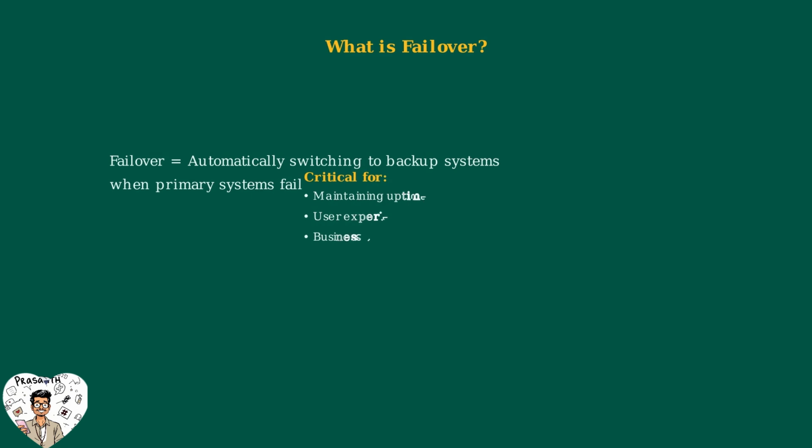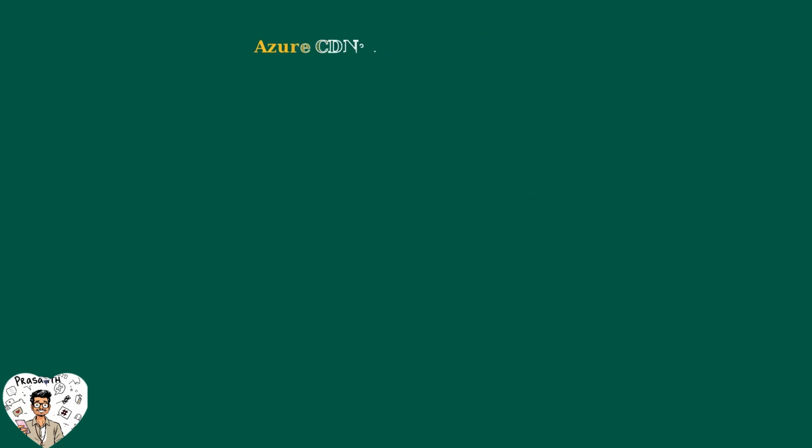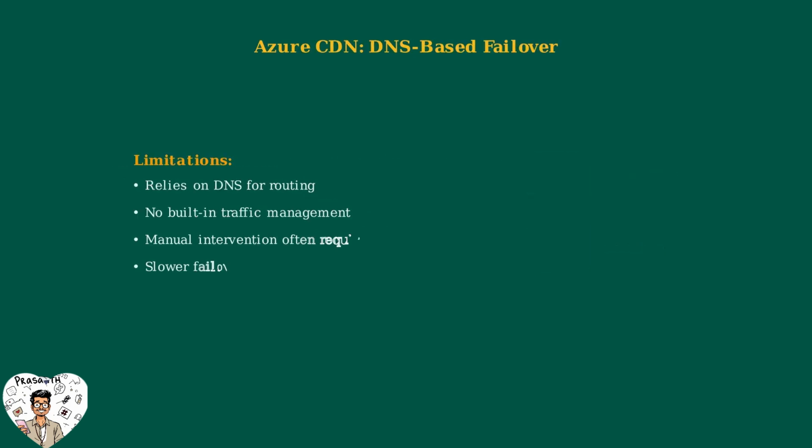Failover is the process of automatically switching to backup systems when primary systems fail. This is critical for maintaining uptime, ensuring good user experience, and keeping business operations running smoothly. Azure CDN relies primarily on DNS for routing and doesn't have built-in traffic management capabilities. This means when a server fails, the system often requires manual intervention and has slower failover response times.